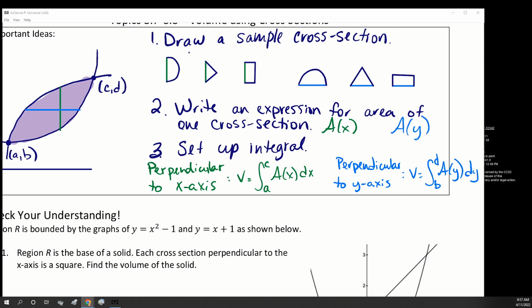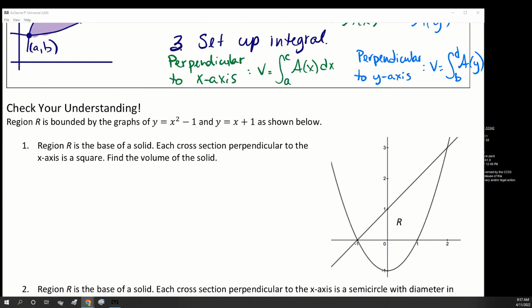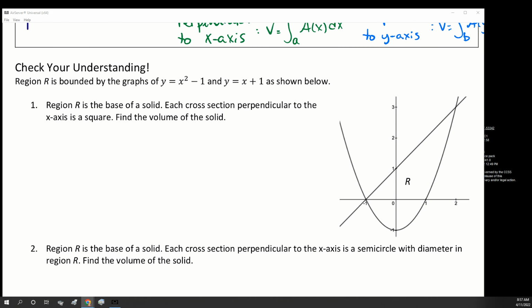Okay. So on these examples, I have just two functions, and then we're going to do several questions out of the same two functions. And then your assignment is to set up the same way. So these are our two functions, y equals x squared minus 1 and y equals x plus 1. R is the region bounded. So I'm just going to go ahead and shade that region.